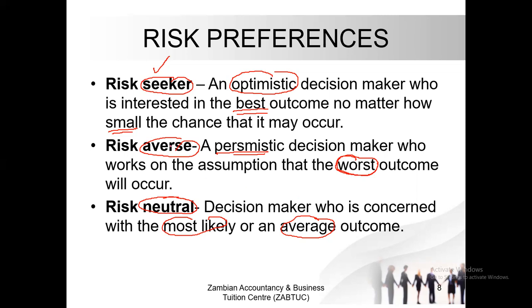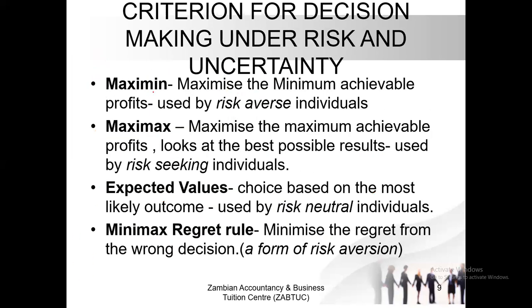And we have seen these attitudes on your paper. So when you come across risk, your action or your route mainly will be determined by your risk preference or attitude. Therefore, in terms of criterion, we've got four possibilities. Number one, maximin, standing for maximize the minimum achievable profits. This one is used by people who are risk averse.